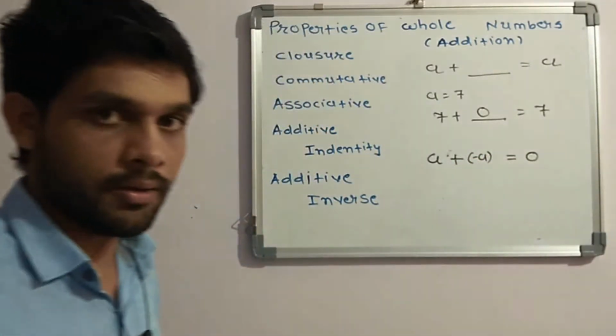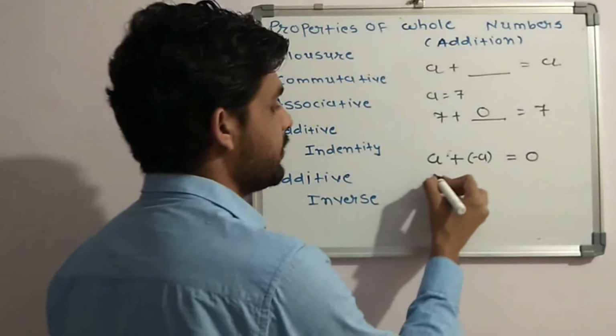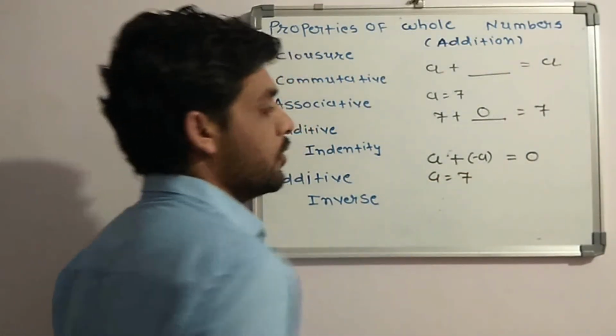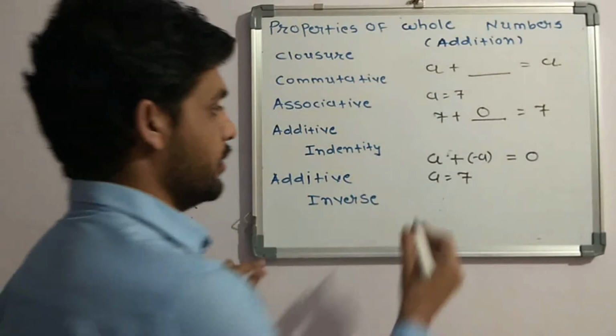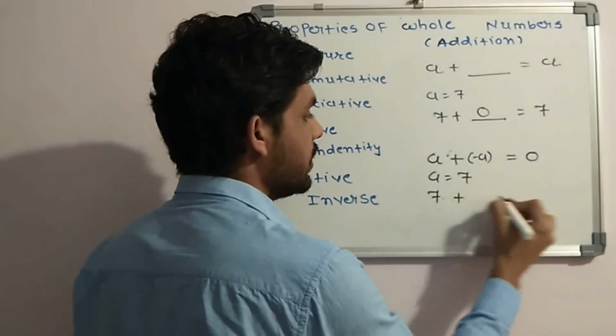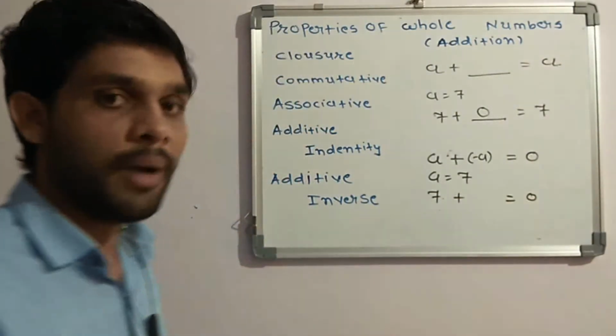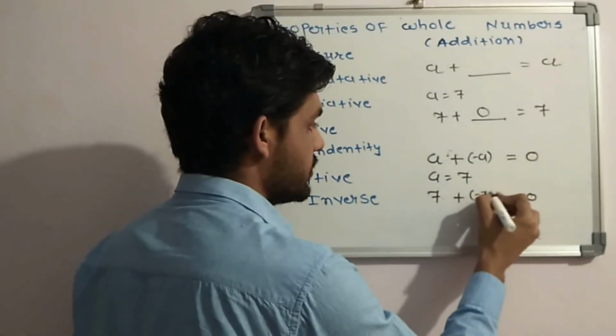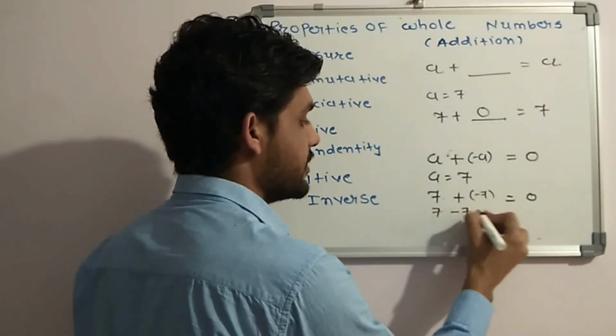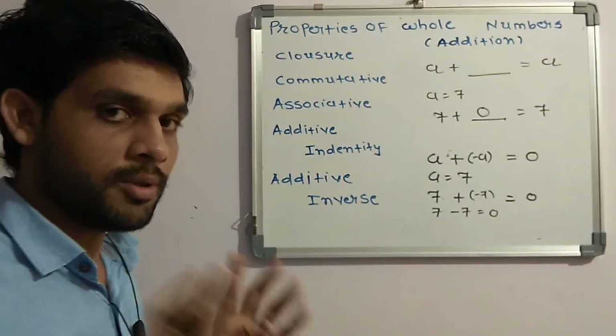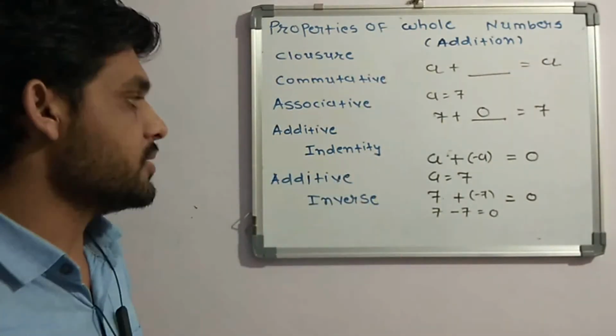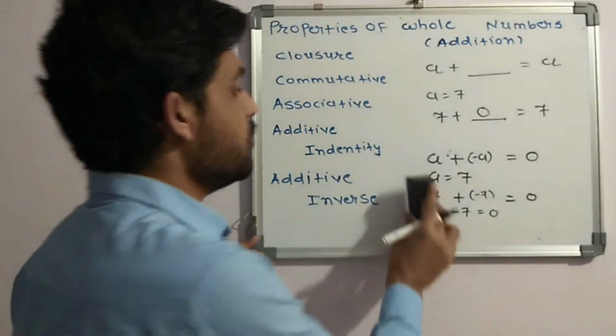समझ में आ रहा? नहीं. चलो एक एग्जांपल से समझते हैं कि if suppose a is 7, और 7 में ऐसा कौन सा नंबर ऐड करेंगे तो 0 आएगा? -7. ठीक है, तो this is 7 plus -7 is equal to 0. समझ में आया? तो from this simply we can say that what is inverse concept.